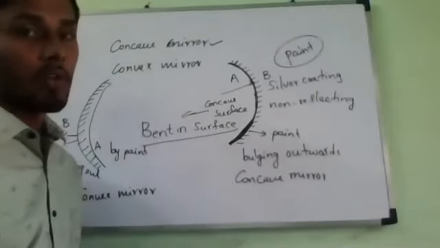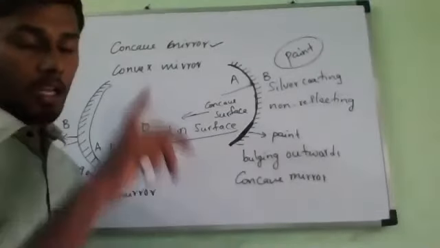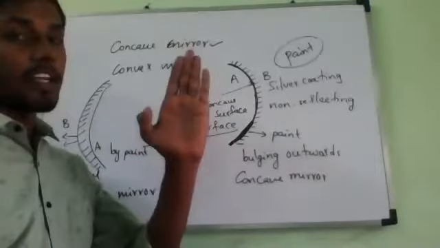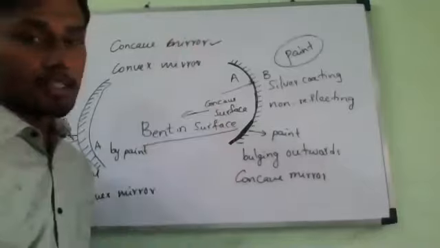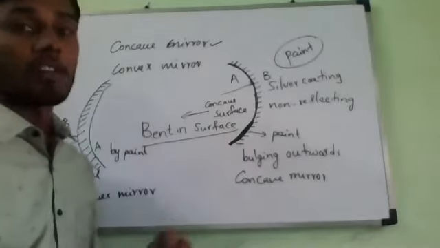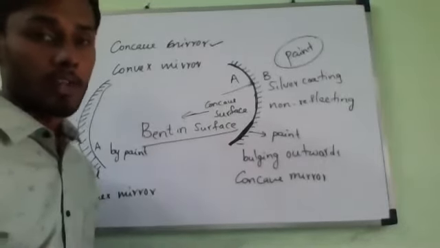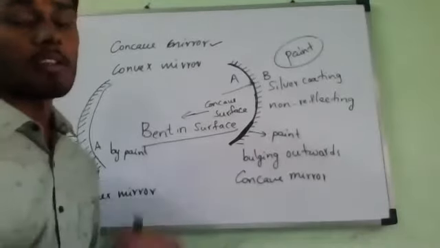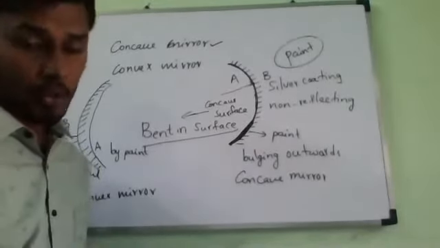Like a plane mirror, how we have studied, I have already taught you. For a plane mirror we studied incident ray, reflected ray, normal. In the same way here, they are not straight mirrors, they are a little bit curved mirrors, so we should know new terminologies which we are going to study in this chapter: center of curvature, radius of curvature, what is pole, what is principal axis. These are all the terminologies we should know.